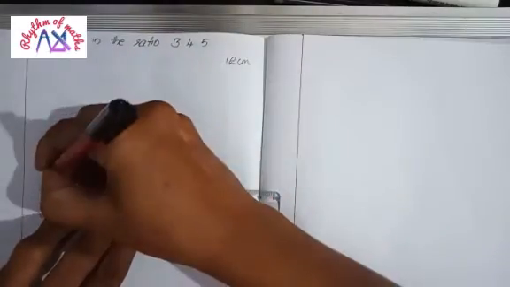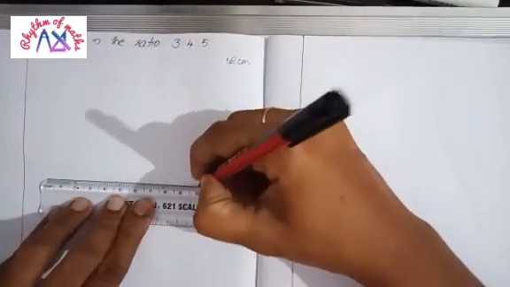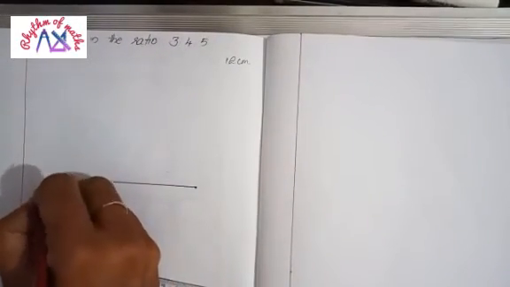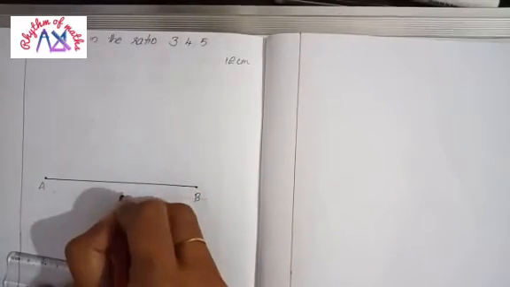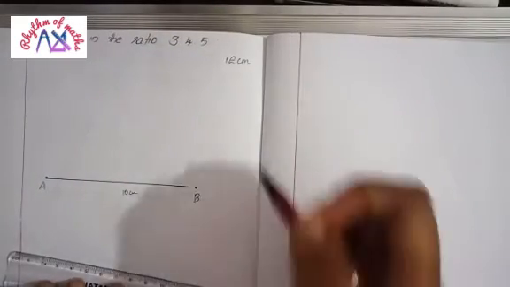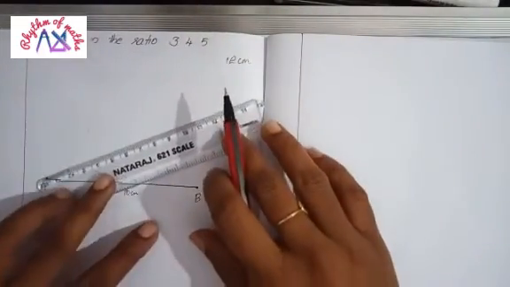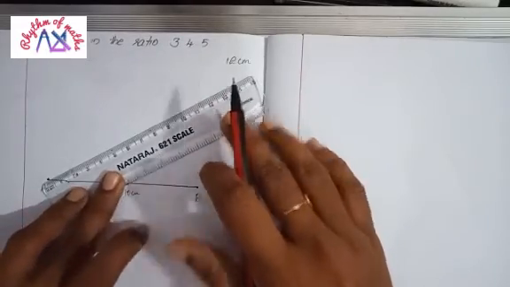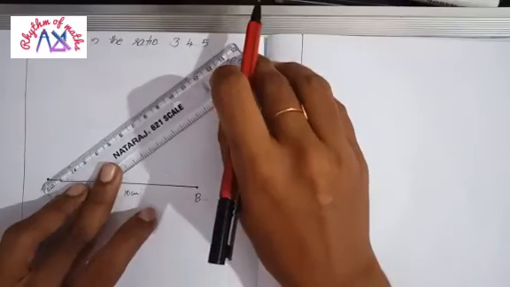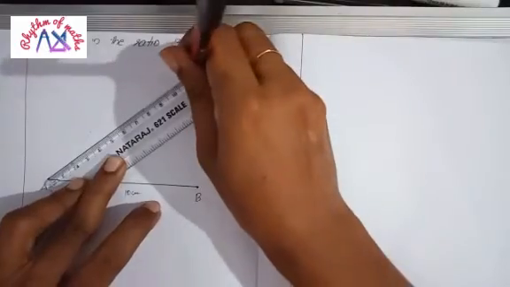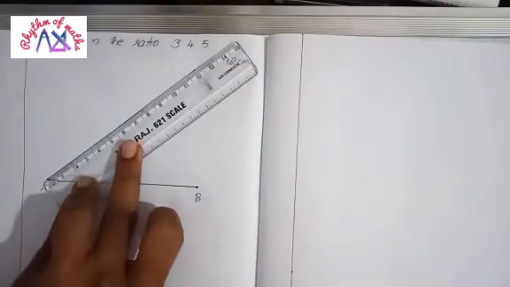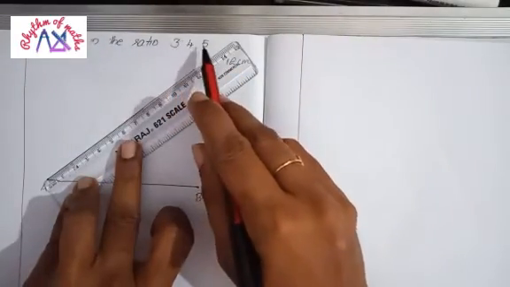So using the scale, first of all draw a 10 centimeter line. Mark the end points A and B. Okay, A point and B point. This is 10 centimeter in total. Next we need a 12 centimeter line, slanting line, 12 centimeter. So from the first end point, mark 12 centimeter. Up to 12 is enough. Okay, up to 12. Now in that 12, we have to mark 3 centimeter, 4 centimeter, 5 centimeter.